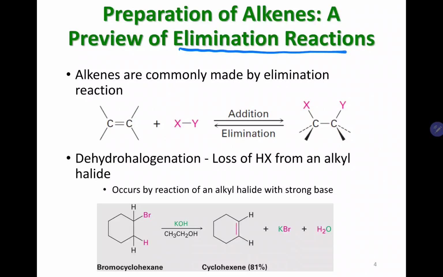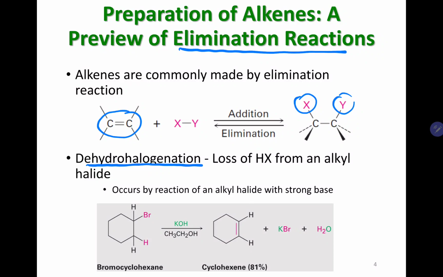Which means you are removing two groups from adjacent carbons in order to make a carbon-carbon double bond. So basically, in elimination, we are removing two groups from two adjacent carbons in order to prepare a carbon-carbon double bond. And the first reaction that we are going to talk about is called dehydrohalogenation.